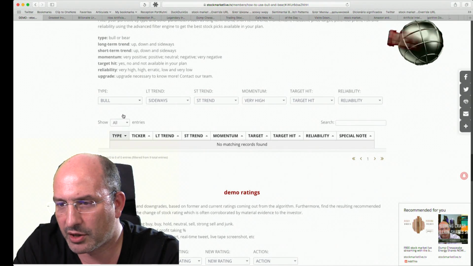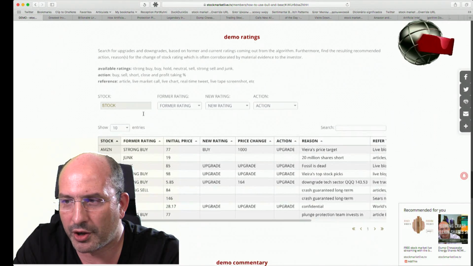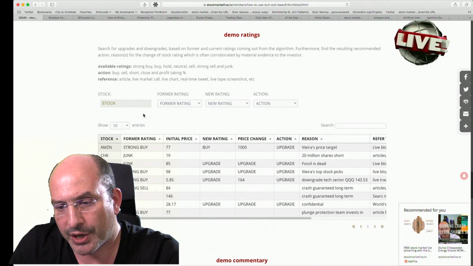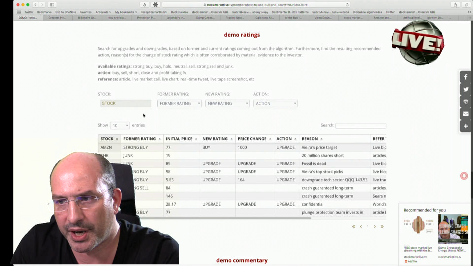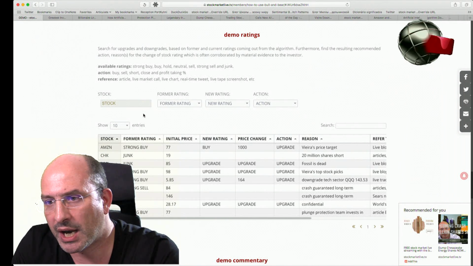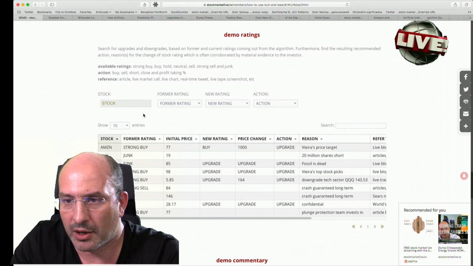And you can find here the bull and bears, okay? We are going to show you the next basic trading table, and here you can search for upgrades and downgrades, current stock ratings, and also be notified about changes, okay?